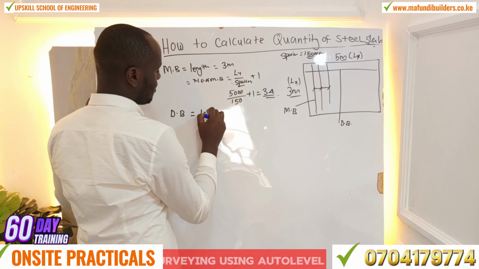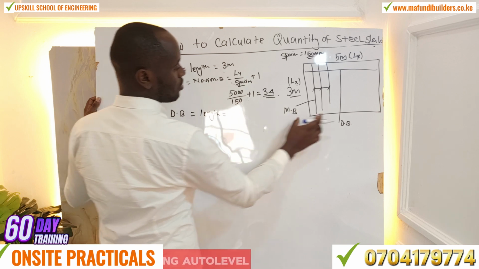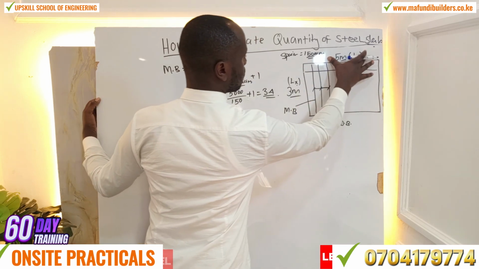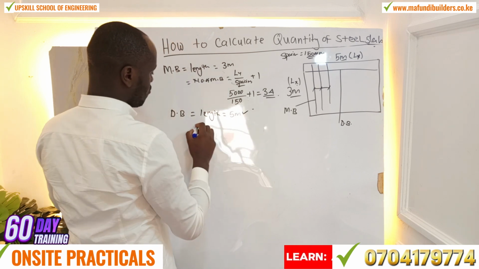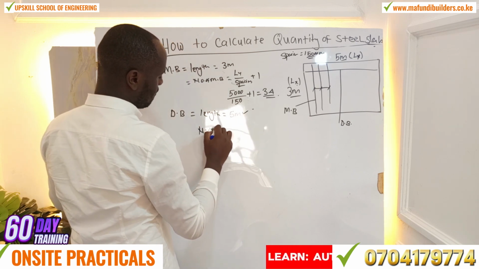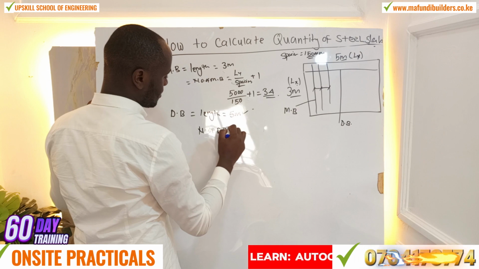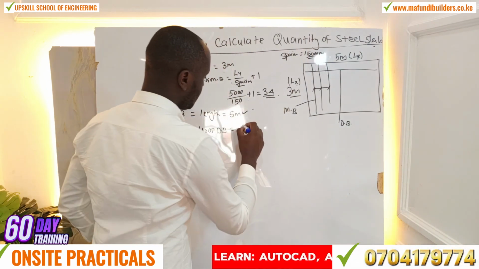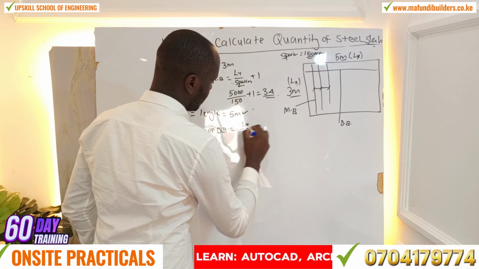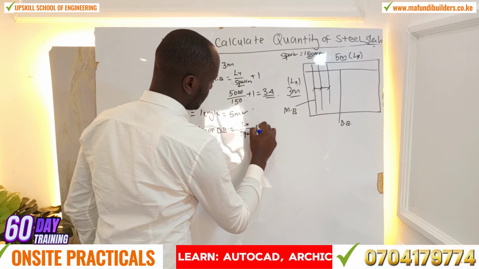What is the length of the distribution bar? The distribution bar length will be 5 meters. Then what about the number of distribution bars? The number of distribution bars will be very easy also. It is Lx divided by spacing plus 1.